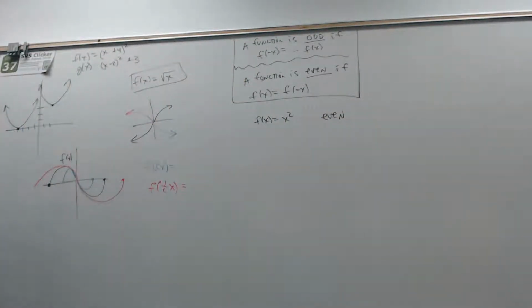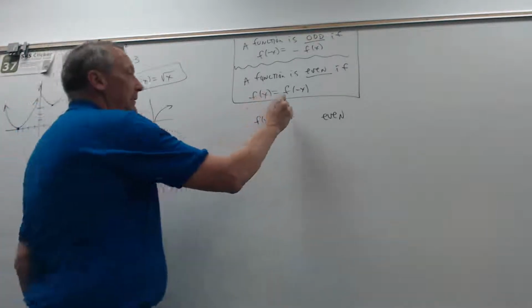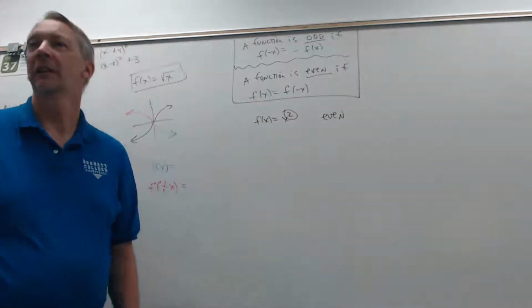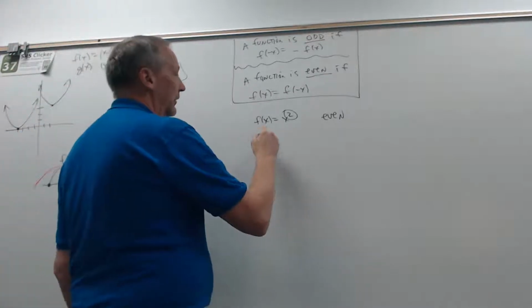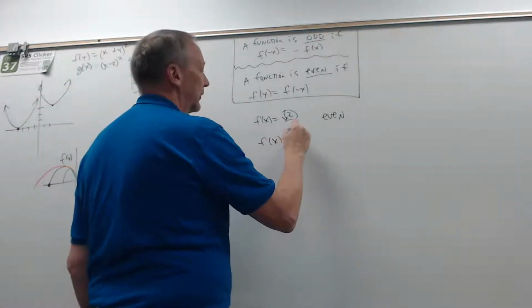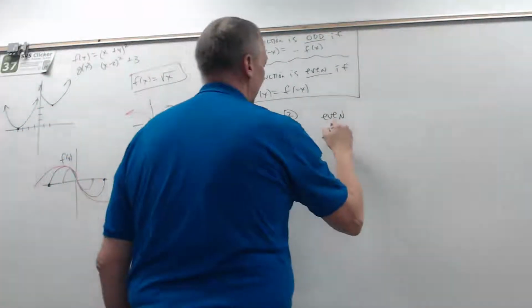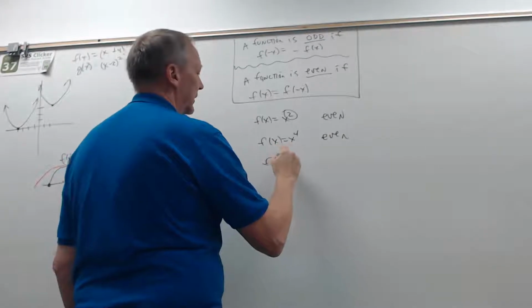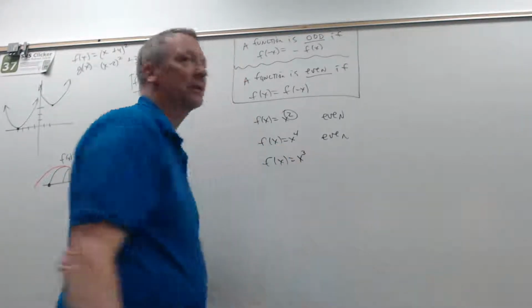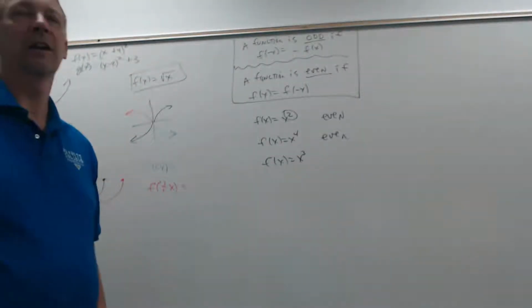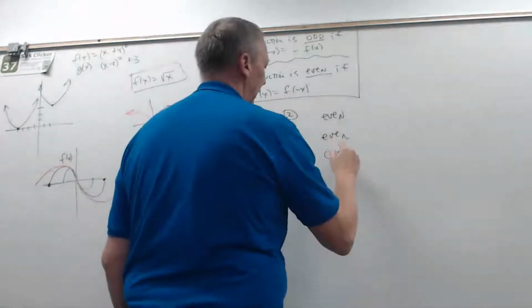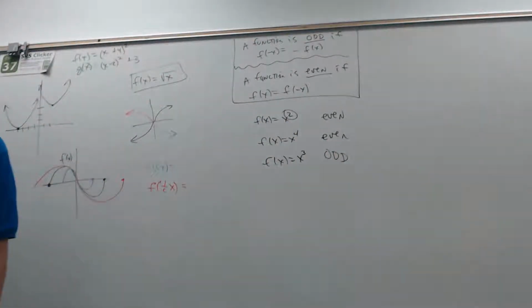Why did you say even? Because anytime you square a negative number, it's going to equal, because that's an even number, right? f of x equals x to the fourth. Niels, what do you think that one is? Probably even. f of x equals x cubed. What do you think that one is? Odd. Okay. Those are all correct. Why did you guess that? Because it's an odd number, right?